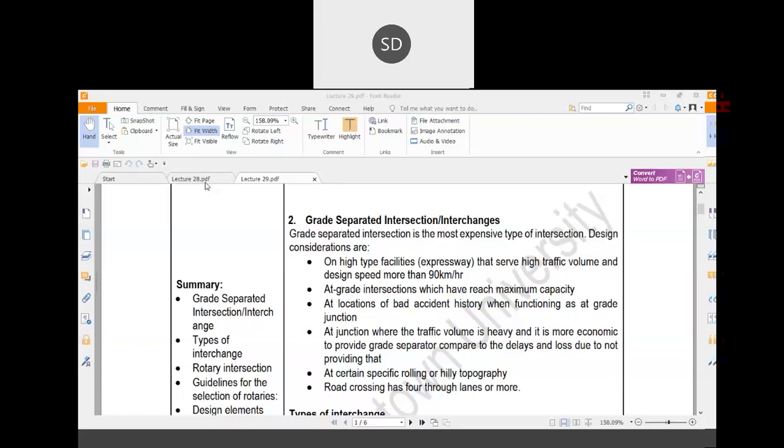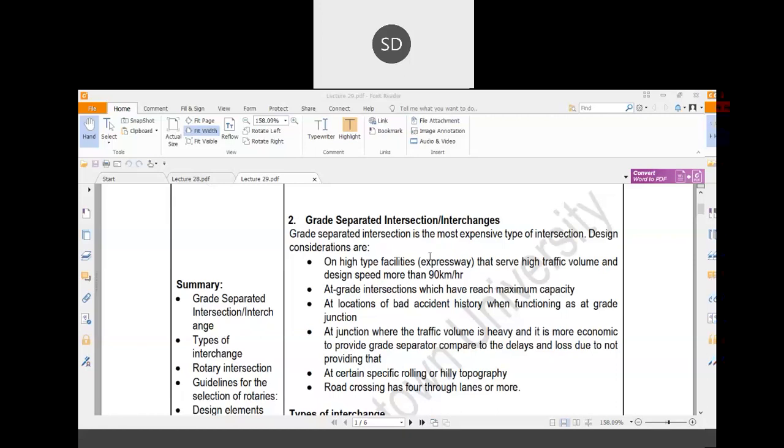Now, where are these grade separated intersections required? In your practical field, you must have seen in the Guwahati area that major intersections like the Ganeshguri area or the Bhangagad area, where traffic volumes are very high and cannot be controlled by an at-grade intersection, are provided with grade separated intersections.